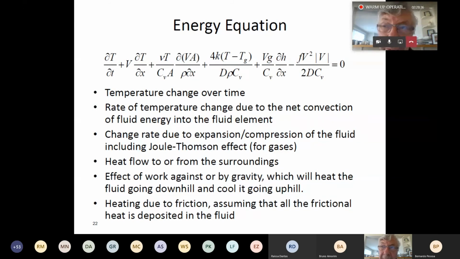There's friction between the fluid and the wall of the pipe. And you assume that all the frictional heat is positive or stays with the fluid. Some of it will go into the surrounding soil. So we go to 23.